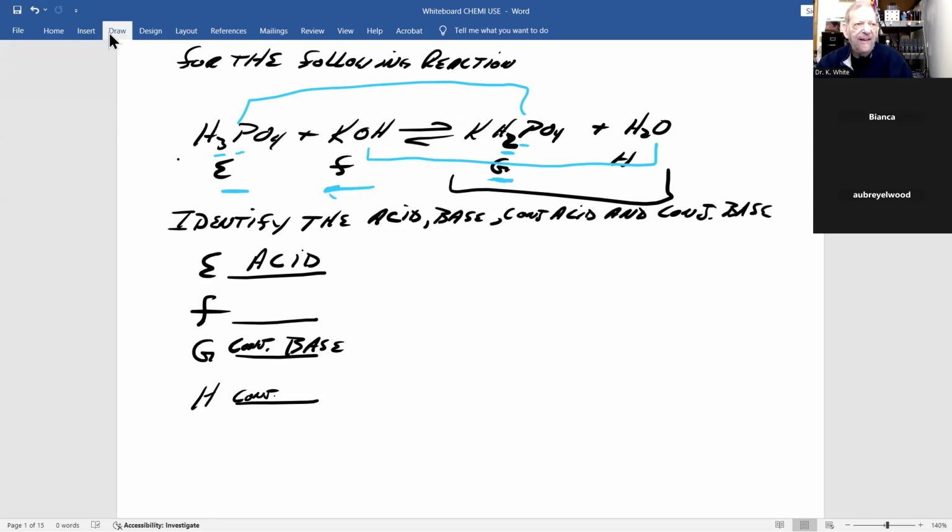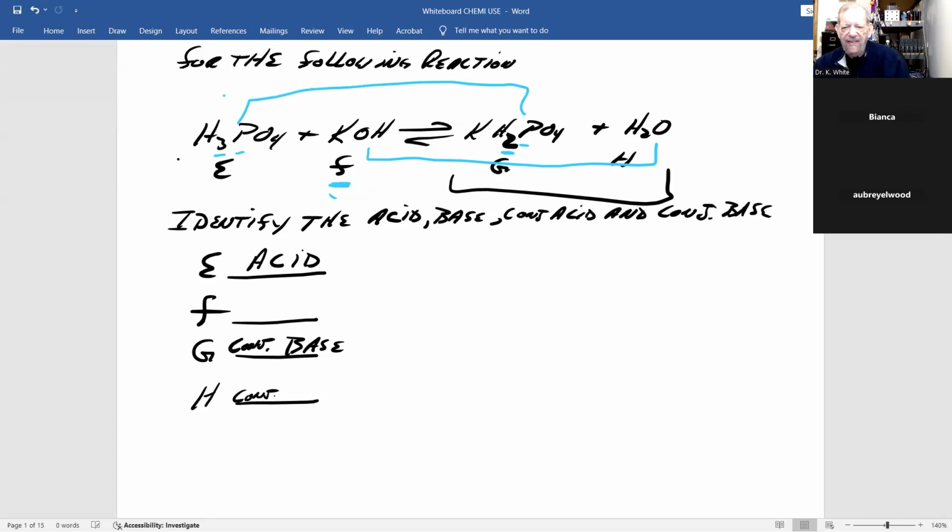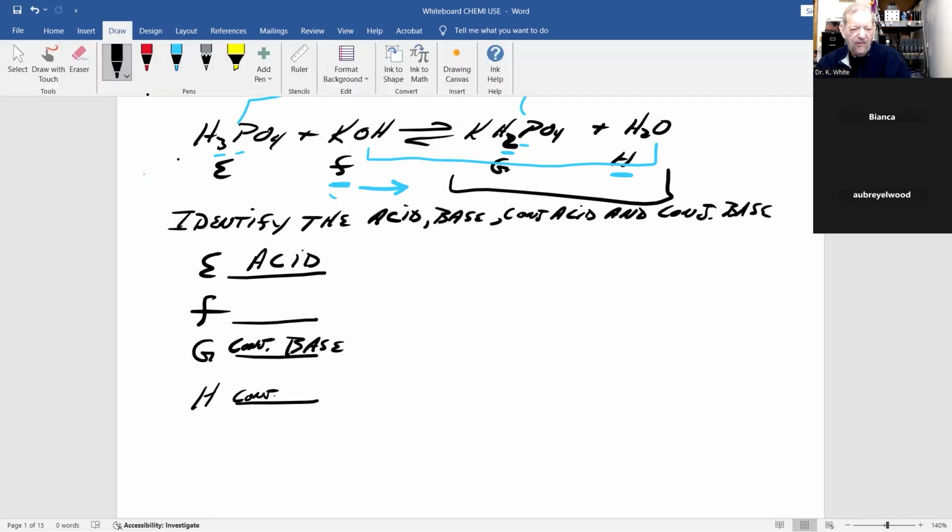Now, let's look at F and H, the conjugates. When it goes from F, KOH, to H, H2O, does it gain a proton, just think hydrogen, or lose one? It goes from 1 to 2. It's gained or accepted it. What's a proton acceptor? A base. So this is a base.